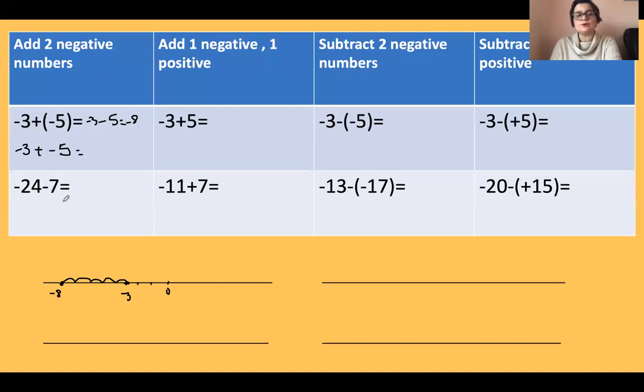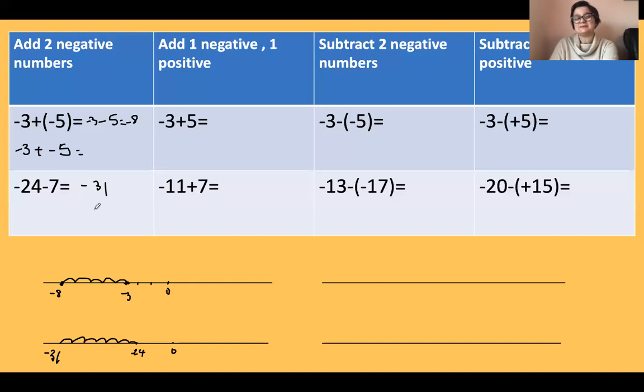And then -24, take away 7. Again, if you imagine you are somewhere on -24, you make 7 jumps backwards, 1, 2, 3, 4, 5, 6, 7. And so you are going to land on number -31. So if you look at the answers, when you add two negative numbers, it looks like you are actually adding the numbers without the negative signs. So it's like 24 plus 7, 31, but then add the minus to the answer.